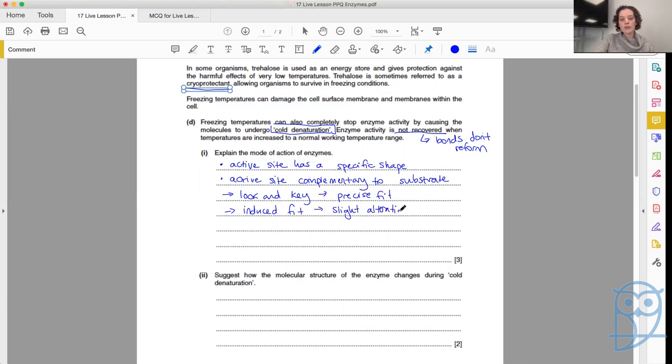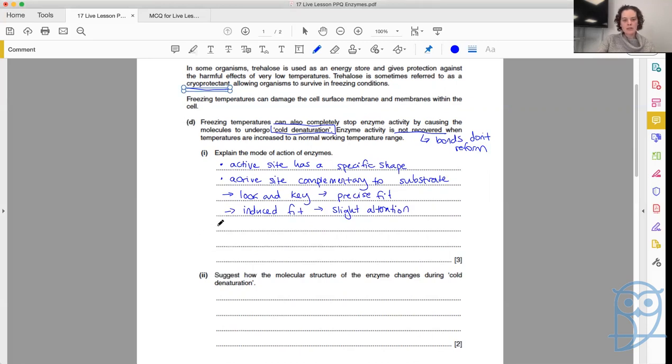To even further improve the fit between the enzyme's active site and the substrate. So we have an even better catalysis of the reaction.